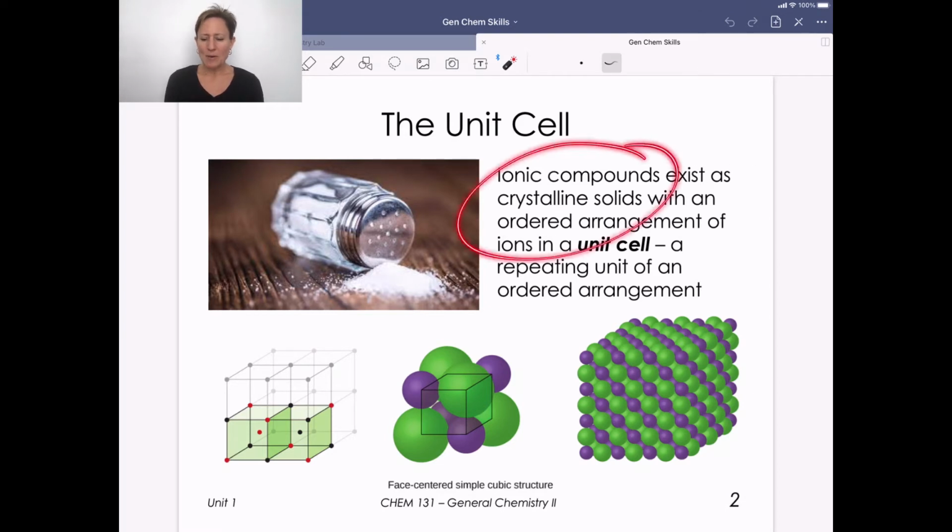All ionic compounds exist as crystalline solids where we have a very ordered arrangement of ions in what we define as a unit cell. A unit cell is basically a repeating arrangement of these ions. Here, green is our chloride ions and purple is our sodium ions. We can see a whole bunch of these creating a very large ordered arrangement of alternating cations and anions. When we break this up into one repeating unit, that's what a unit cell is. This is what that unit cell looks like.